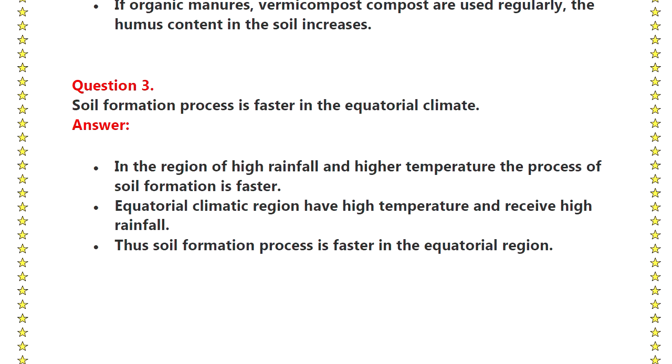Question number 3. Soil formation process is faster in the equatorial climate. Answer. In the region of high rainfall and higher temperature, the process of soil formation is faster. Equatorial climate regions have high temperature and receive high rainfall. The soil formation process is faster in the equatorial region.